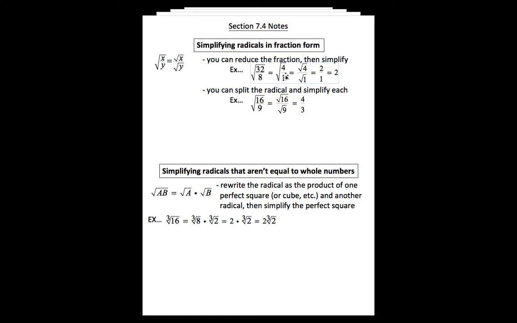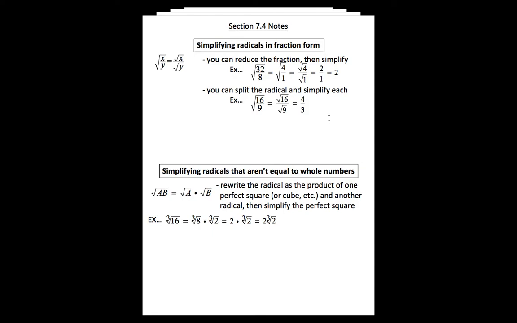And I can make that one radical with a fractional radicand into two separate radicals, where I would make it the square root of 4 in the numerator and the square root of 1 in the denominator, and simplify each of those individually. Similarly, the square root of 16 over 9, which is a fractional radicand that cannot be simplified, can be split into two separate radicals, the square root of 16 over the square root of 9, and then simplify each of those individually.